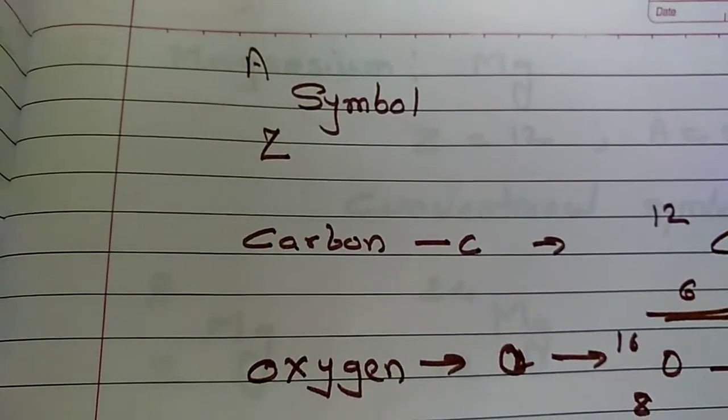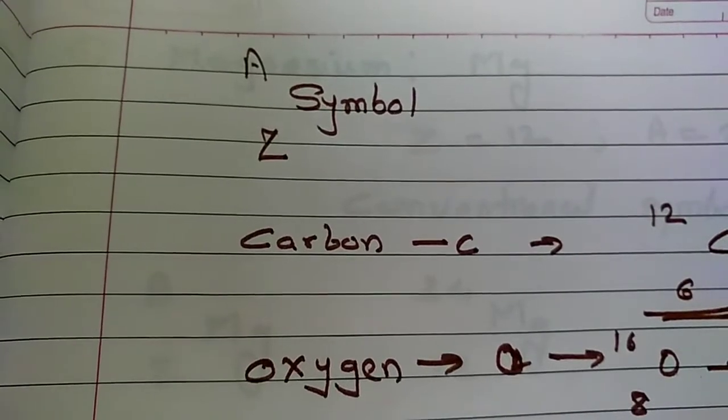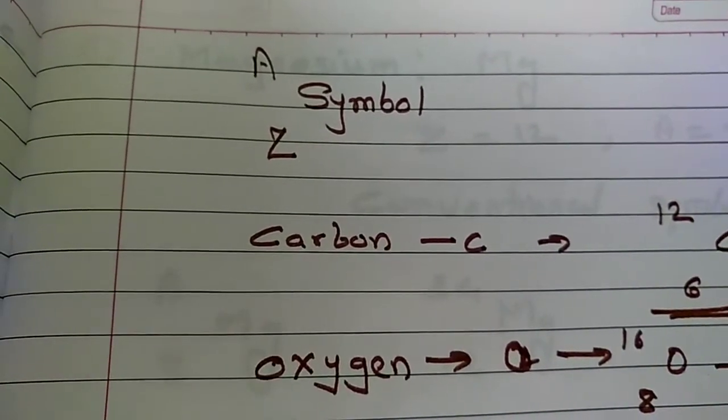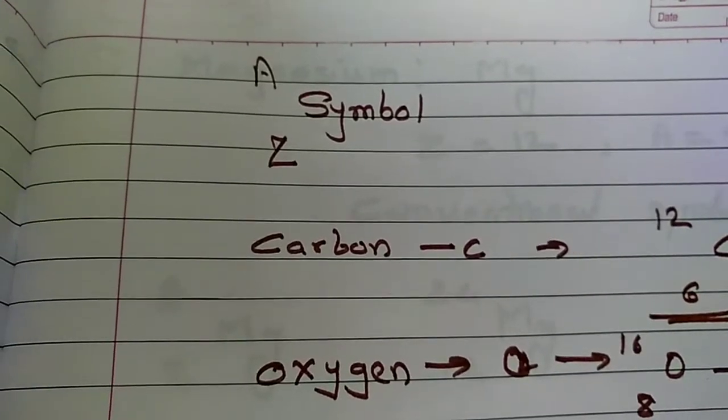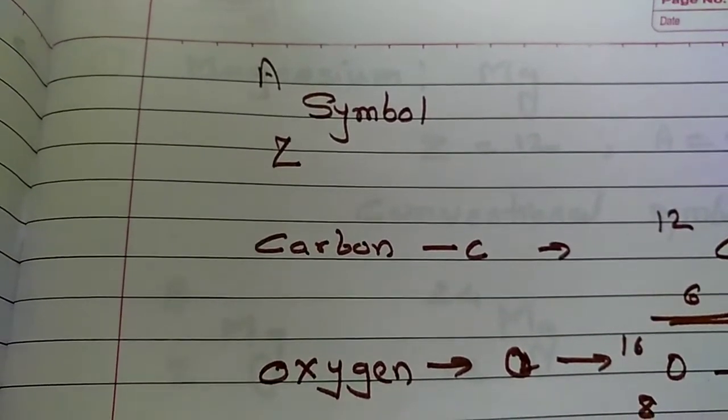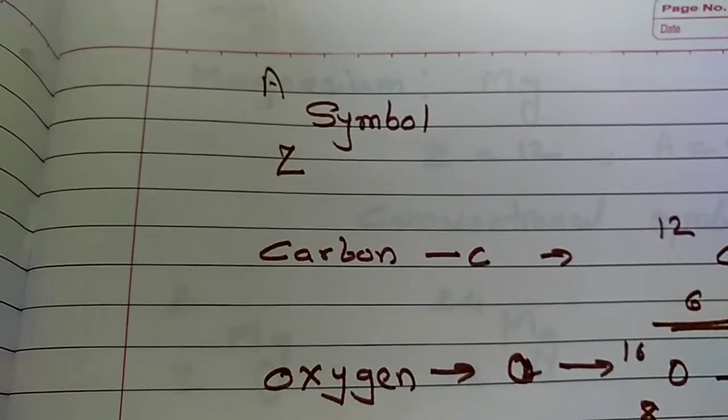Students, observe that we can see the symbol with superscript A and subscript Z. What is it? It is a convention to denote the atomic symbol, atomic number and mass number together.